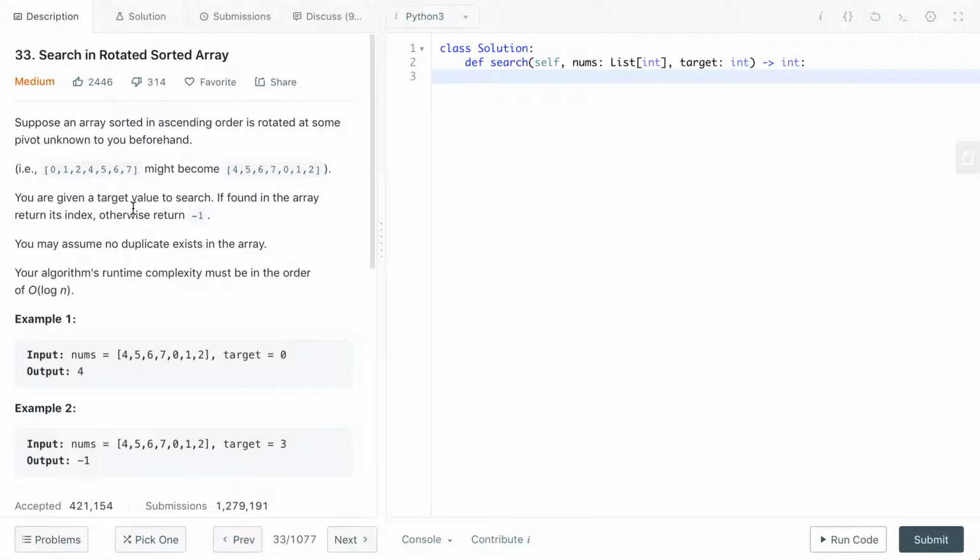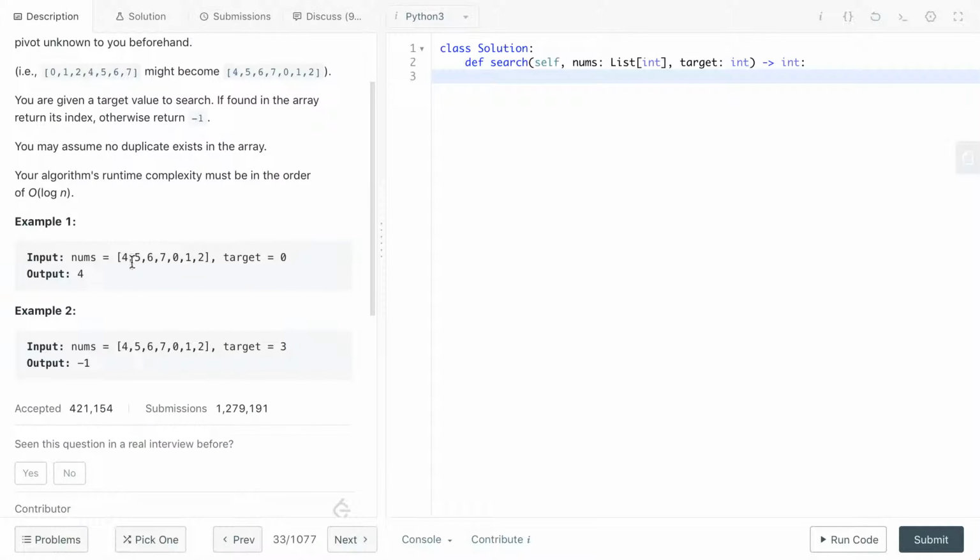And we're given a target value to search for. If we find that value in the array, we return its index. Otherwise, we return -1. A good thing to ask for clarification is whether or not duplicates exist in the array. In this problem, they tell us no, but it's good to ask the interviewer to see if we have to take that into account.